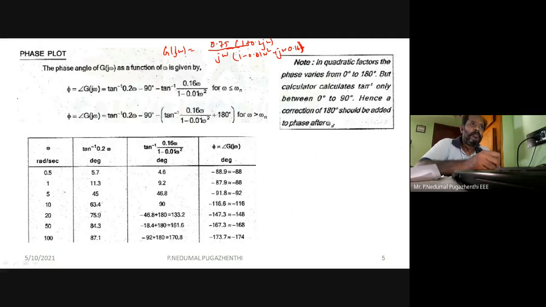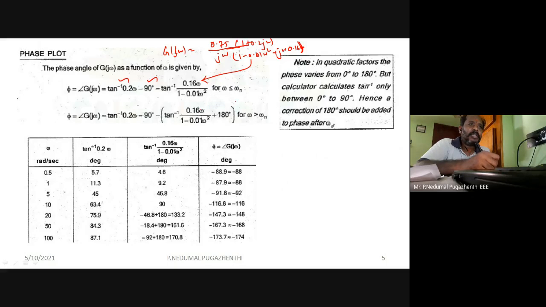So this is the term. 0.75 doesn't have an angle value, it is a real number, so 0 degrees. And the j omega term will be in the denominator, so you will have a minus 90. And in the numerator you have 1 plus 0.2 j omega, so tan inverse of the imaginary part 0.2 omega divided by 1, so you will get tan inverse of 0.2 omega. Then the denominator term is minus tan inverse of 0.16 omega, which is from the quadratic term.